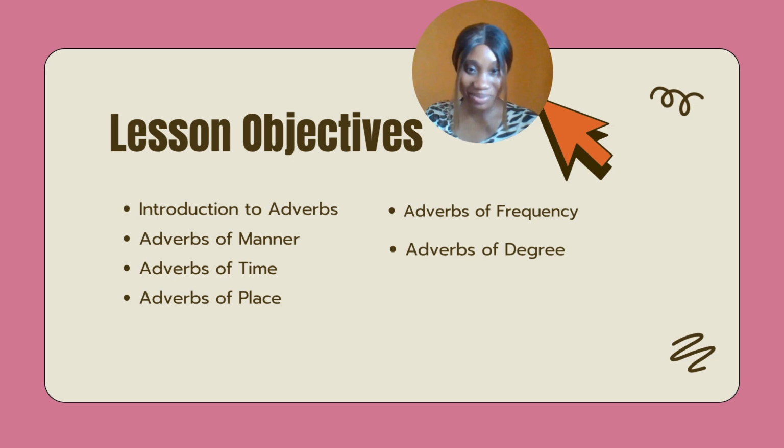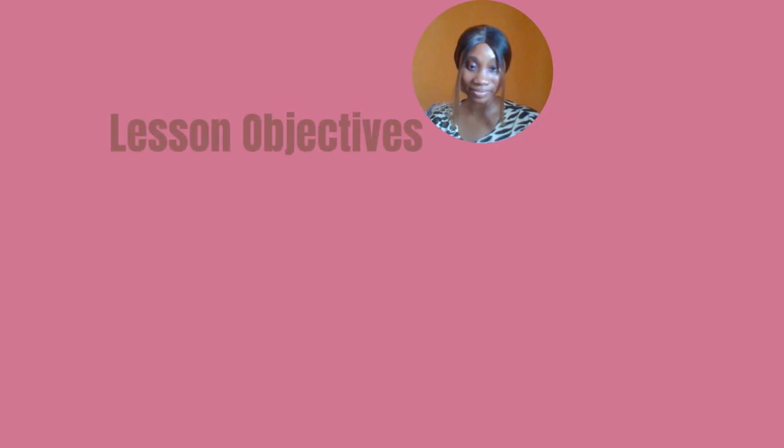So in today's lesson, we are going to learn all about adverbs, what adverbs are. We're going to learn about the different types of adverb we have, okay? So some of them are the adverb of manner, adverb of time, adverb of place, adverb of frequency, adverb of degree. We have a lot of them out there. But for the sake of this class, we're just going to look at those five types of adverbs. Okay, so let's move on.